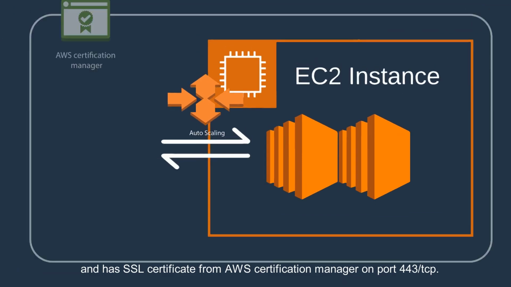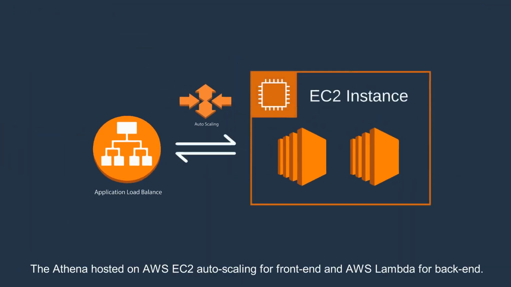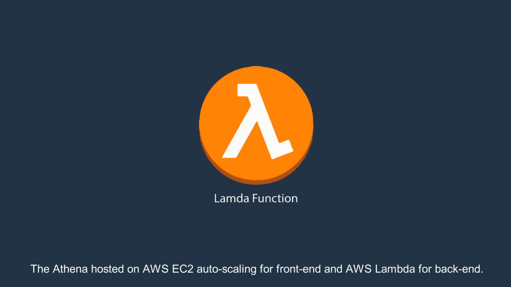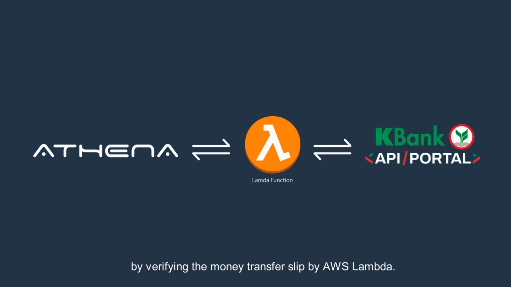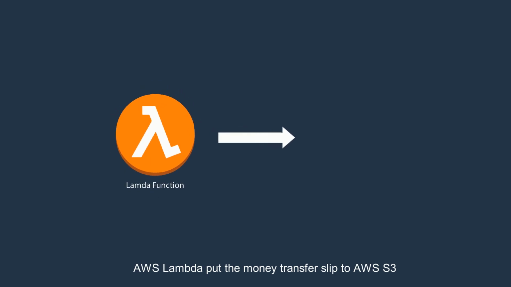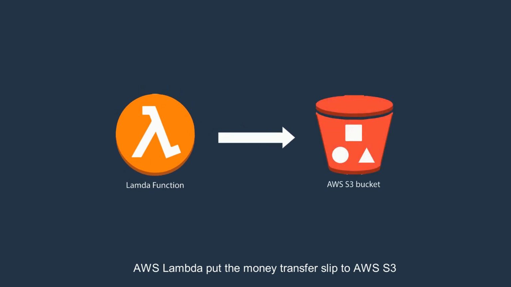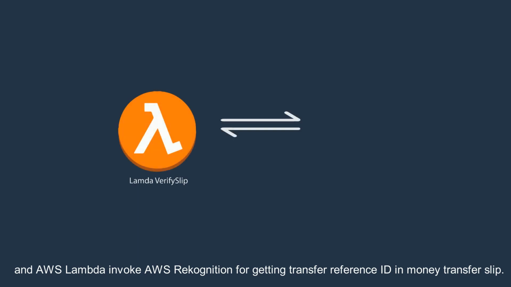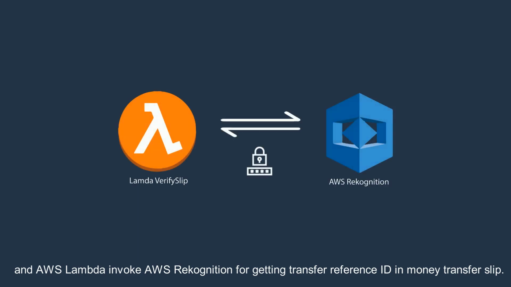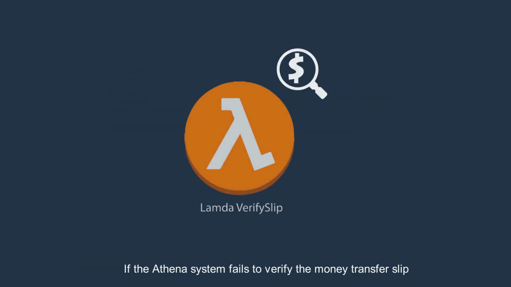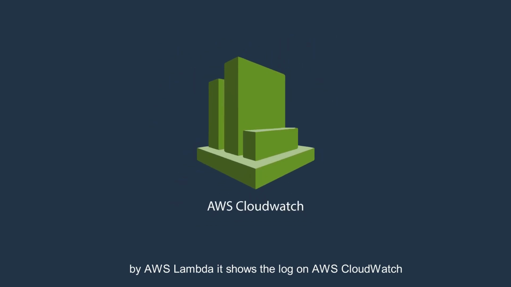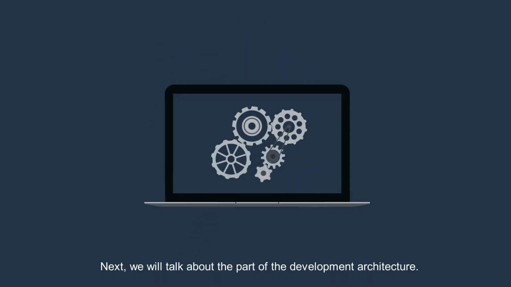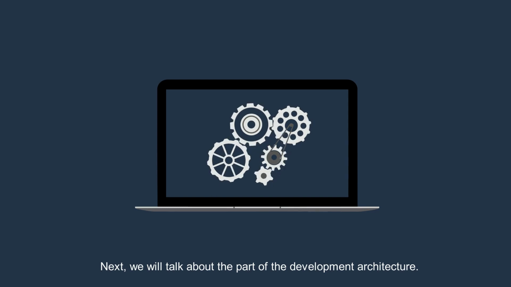443 TCP. Athena is hosted on AWS EC2 auto-scaling for front-end and AWS Lambda for back-end. The Athena system sends and gets data to KBank API by verifying the money transfer slip by AWS Lambda. AWS Lambda puts the money transfer slip to AWS S3. And AWS Lambda invokes AWS Rekognition for getting the transfer reference ID in the money transfer slip. If the Athena system fails to verify the money transfer slip by AWS Lambda, it shows the log on AWS CloudWatch.